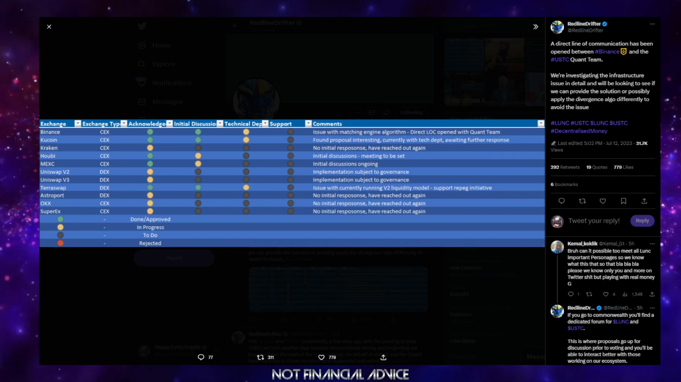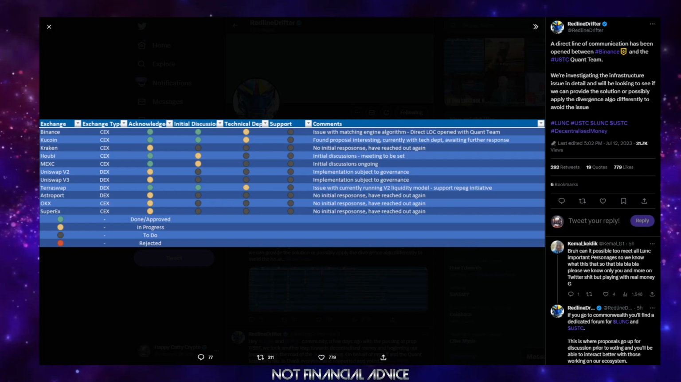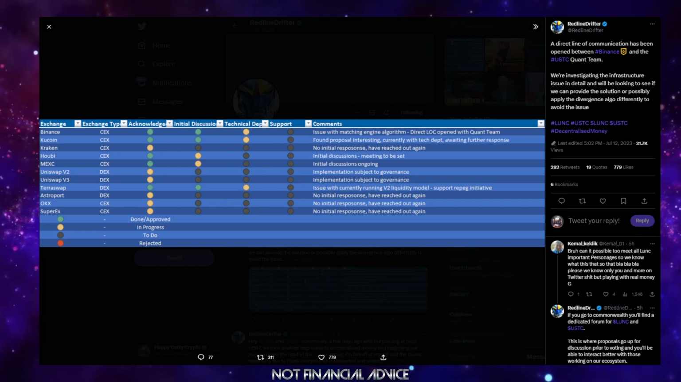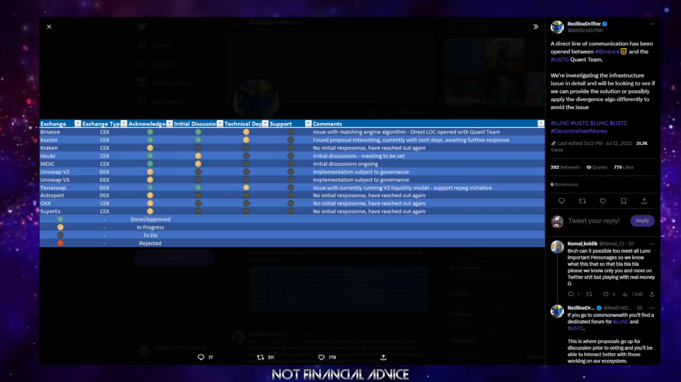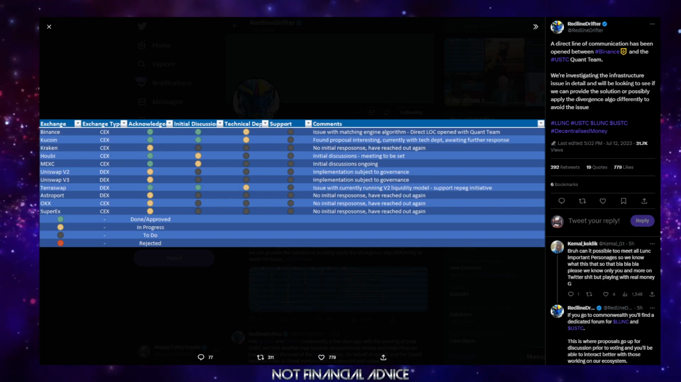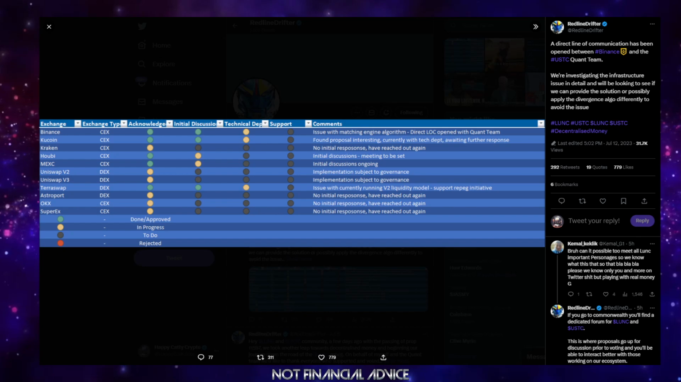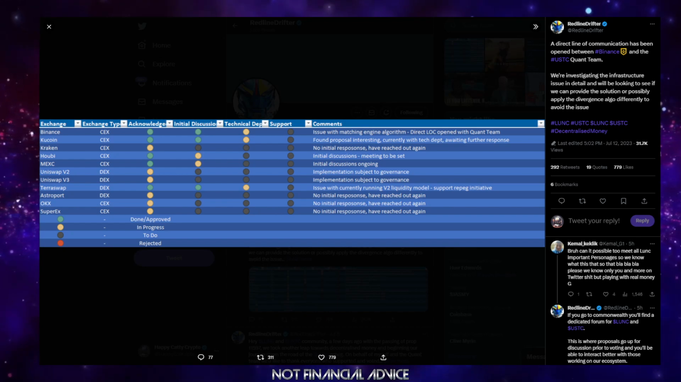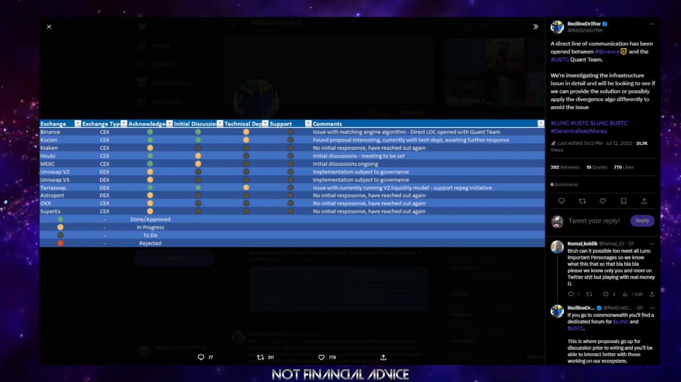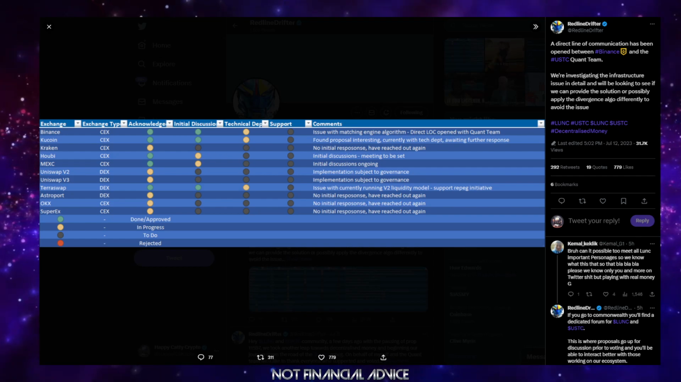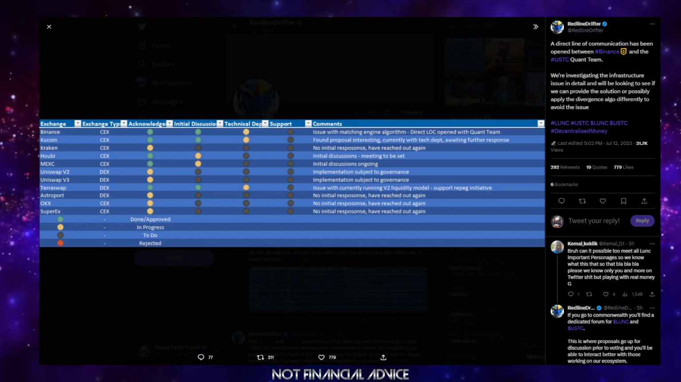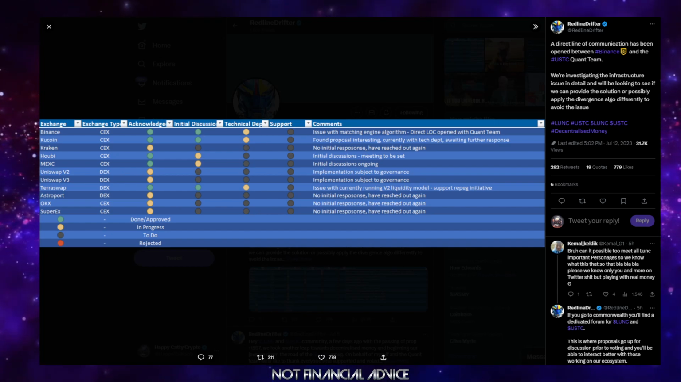I would prefer to see something like this start small, in a test environment, moving to maybe an on-chain test, then moving to an on-chain system that's actually implemented, and then pushing that forward, not only going for an incremental repeg, but an incremental step-by-step plan and process going forward. Because we can see we've got no initial responses from Astroport, OKX, and SuperX. TerraSwap has an issue with currently running a V2 liquidity model, which would support the repeg initiative.